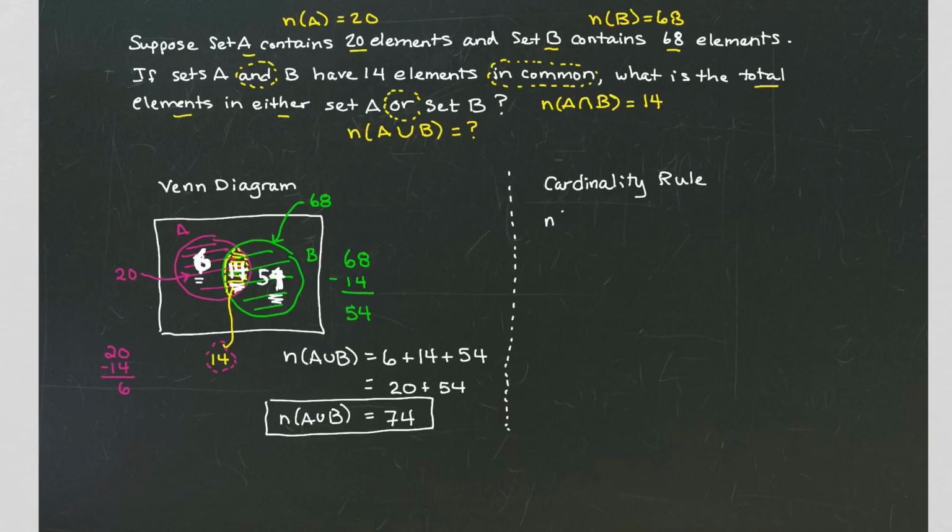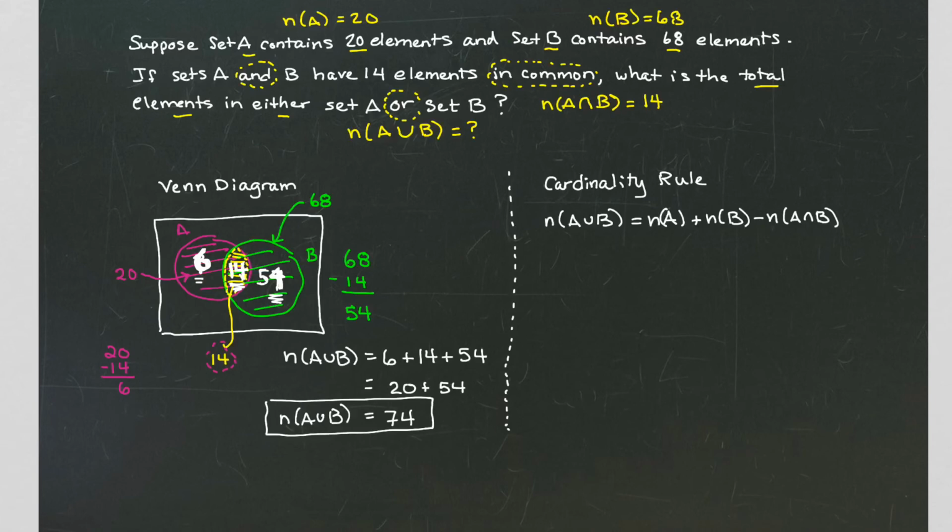Specifically, the Cardinality Rule says that the number of elements in A union B is equal to the number of elements in A plus the number of elements in B minus the number of elements in A intersect B. So the Cardinality Rule gives us just a different way to solve this same problem.